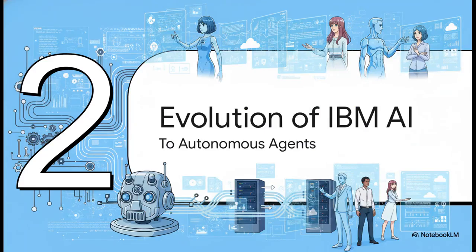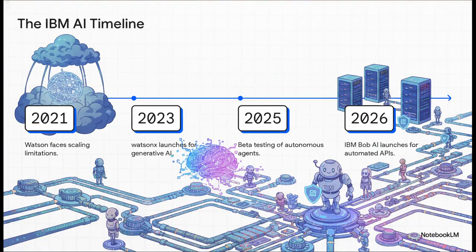Moving right along to Section 2, Evolution of IBM AI, from Watson to autonomous agents. To really understand the solution, we kind of have to look at the historical context and exactly why earlier enterprise solutions struggled to scale. Back in 2021, the legacy Watson model, like Watson for Oncology, faced some severe scaling limitations. It was essentially a centralized cloud-only AI.